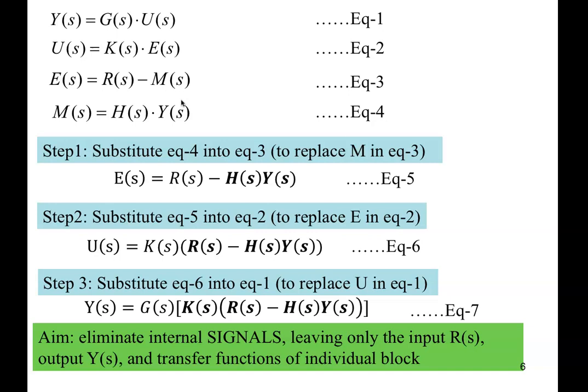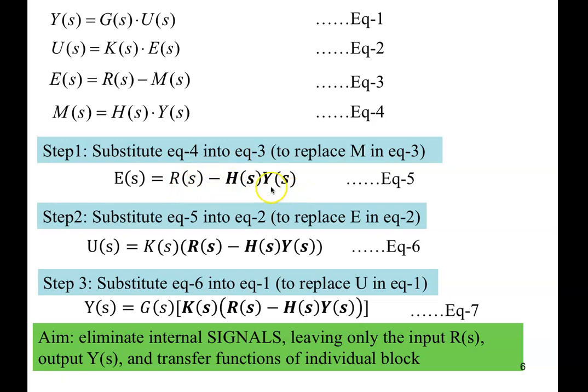Step number 1. I'm going to substitute equation number 4 into equation number 3, because M equals H times Y. Now the purpose of that is to try to eliminate MS from the equations. So substitute M equals H times Y into here. That becomes ES equals RS minus H times Y, which is my equation number 5.